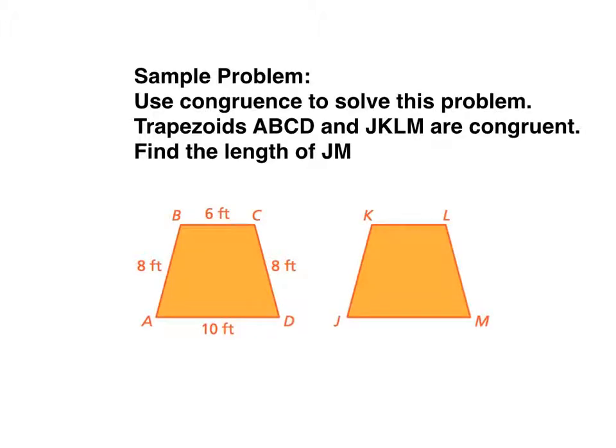Okay, now it's time to try some on your own. Bring your solutions to class tomorrow. Sample problem. Use congruence to solve this problem. Trapezoids ABCD and JKLM are congruent. What is the length of JM? Write the answer in your notes.